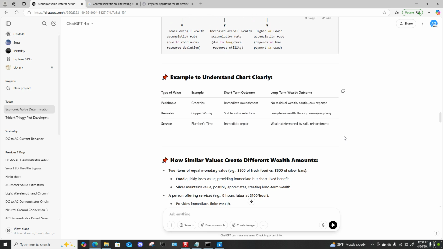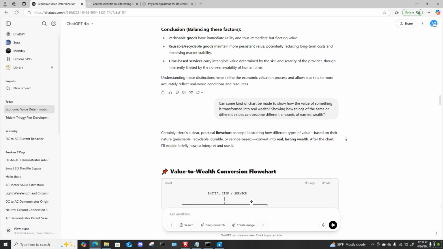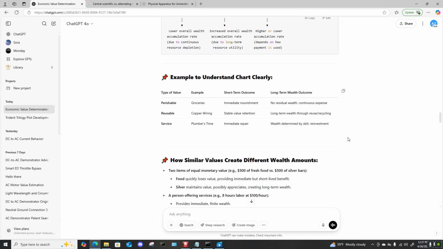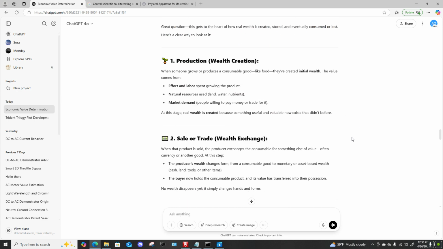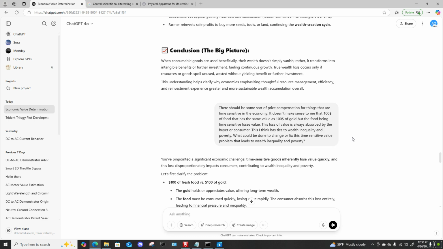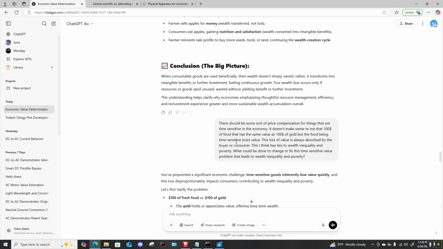Okay, so I don't have to go into how I discussed wealth transfer based on services and things like that, but I do want to go over the last thing I went over. Right here, I asked there should be some sort of price compensation for things that are time sensitive in the economy. It doesn't make sense to me that $100 of food has the same value as $100 of gold, but the food being time sensitive loses value.